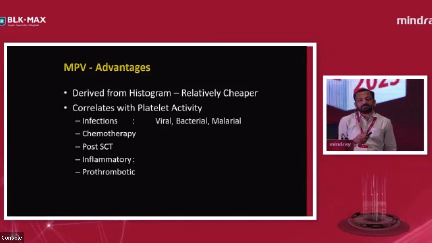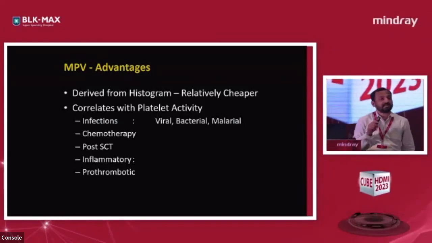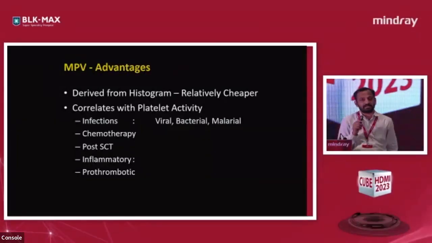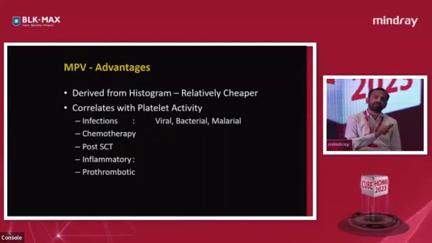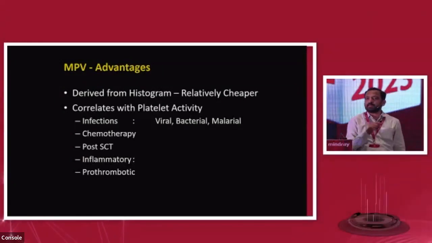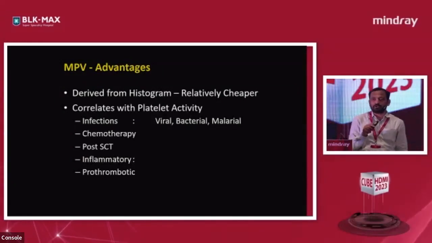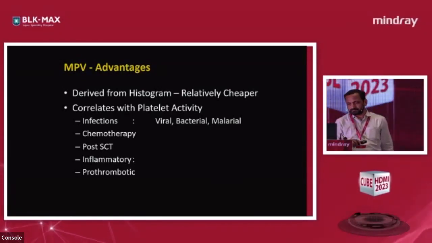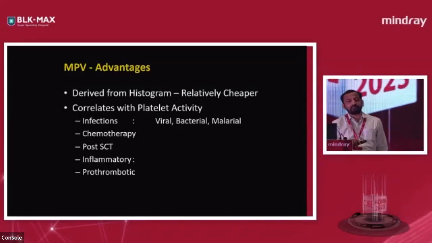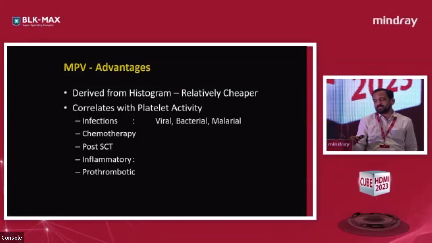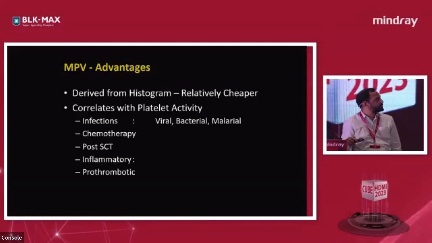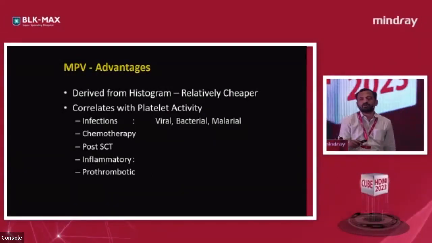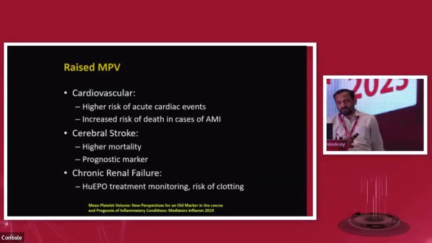The advantages of MPV are that, since it is a derived parameter, derived from the histogram, no additional cost comes, so it is relatively cheaper and it is available even in a 3-part analyzer. So any lab can evaluate the mean platelet volume based on the information available in the histogram. And it correlates very well with platelet activity, that is, in cases of infections, patients on chemotherapy or stem cell transplant patients, or inflammatory or prothrombotic conditions.